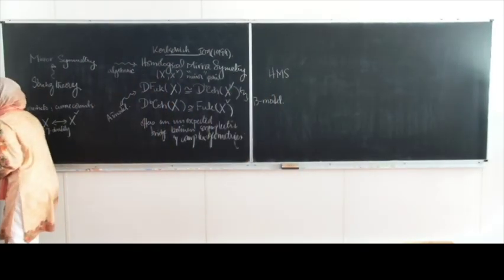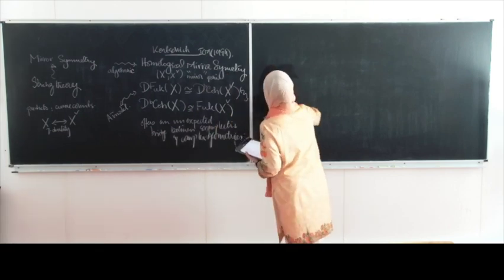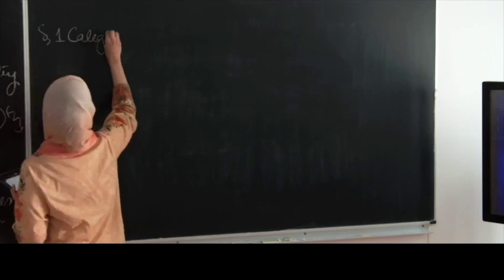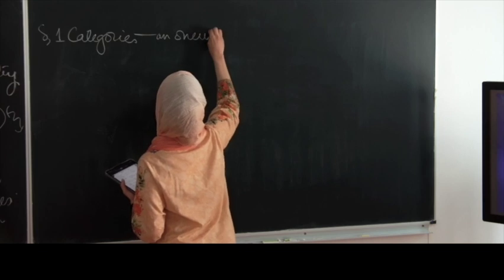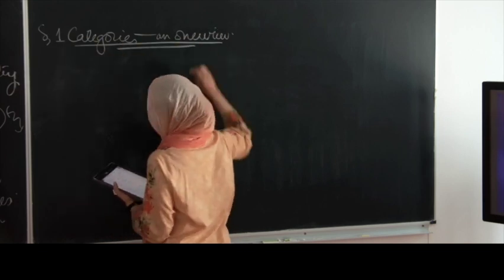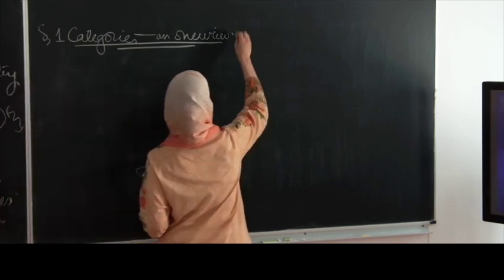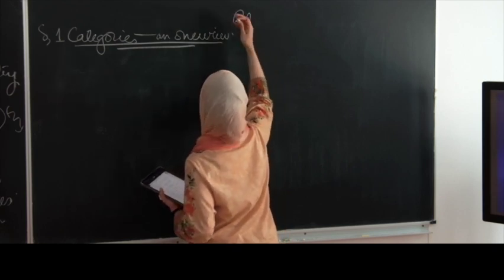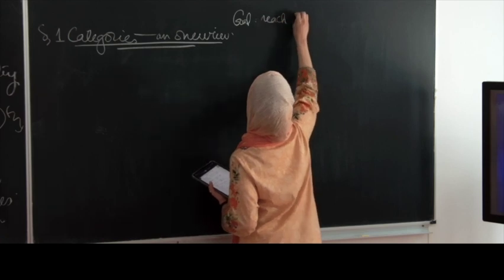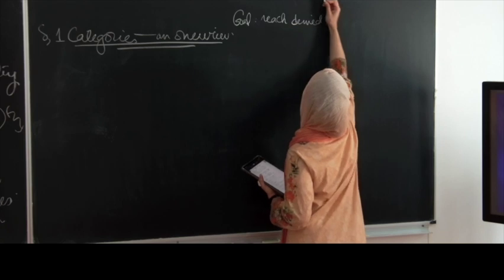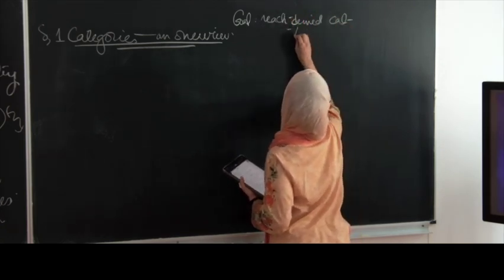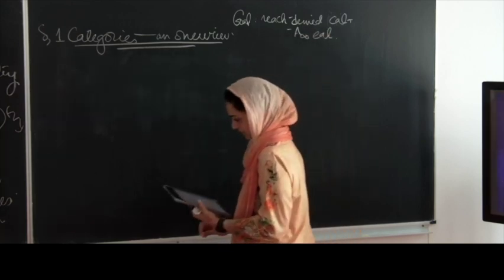So maybe for the moment, we can start with an overview of categories from scratch. Please forgive me if this is boring for you, and you are already aware of these details. We'll start with an overview of categories. I'll try to give examples as much as I can. The eventual goal is to reach derived and later A infinity categories. Let's see if we can do that in today's session.